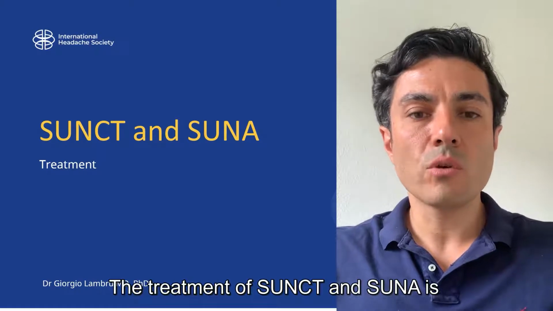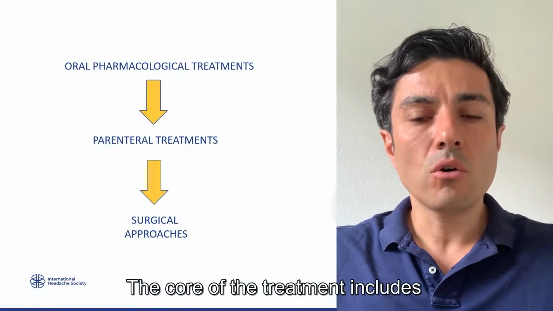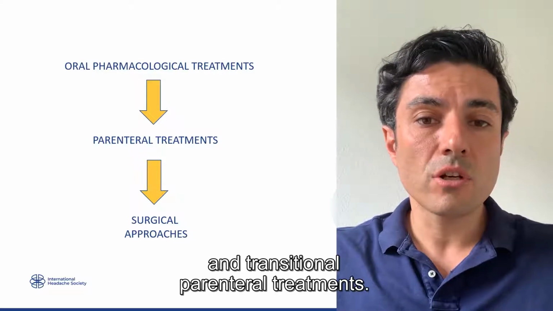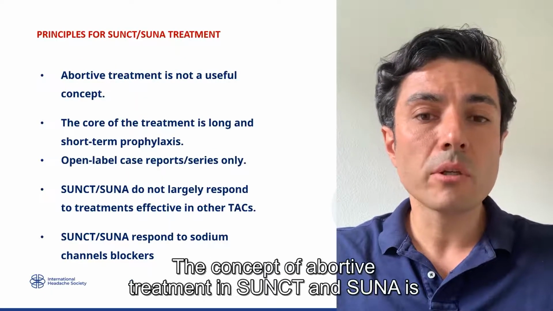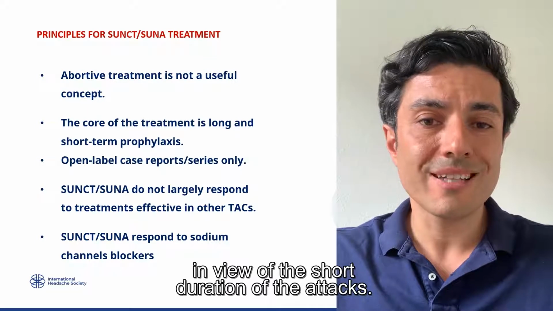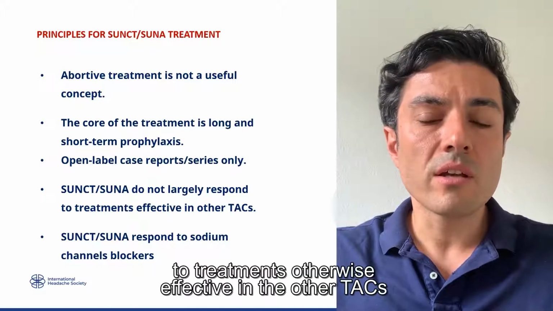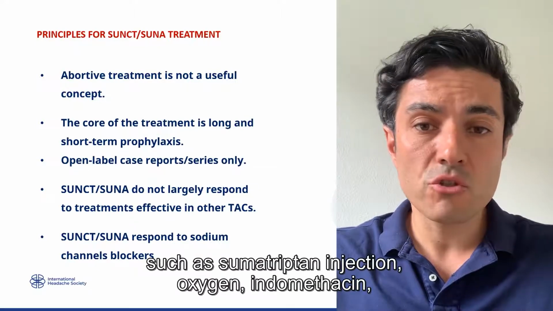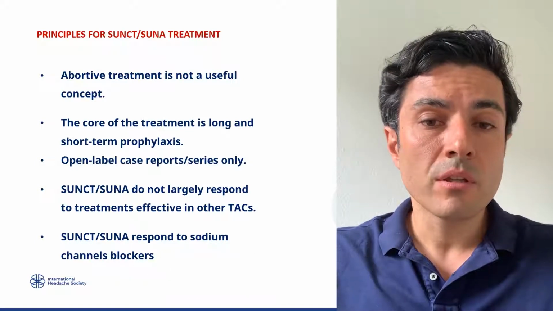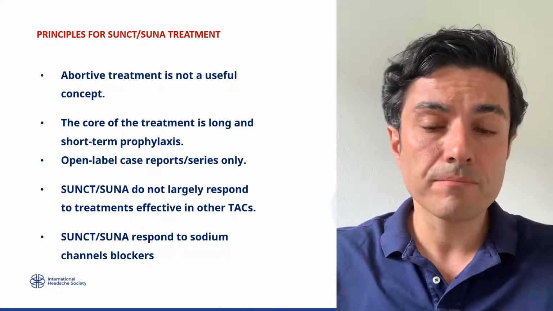The treatment of SUNCT and SUNA is historically considered quite challenging in view of the lack of robust clinical trials. The core of the treatment includes oral long-term preventive treatments and transitional parenteral treatments. The concept of abortive treatment in SUNCT and SUNA is rather unhelpful in view of the short duration of their attacks. It is important to remember that SUNCT and SUNA tend not to respond to treatments otherwise effective in the other TACs, such as sumatriptan injection, oxygen, indomethacin, verapamil, oral steroids, and intravenous dihydroergotamine. Conversely, they tend to respond to treatments effective in cranial neuralgias, such as the sodium channel blockers.